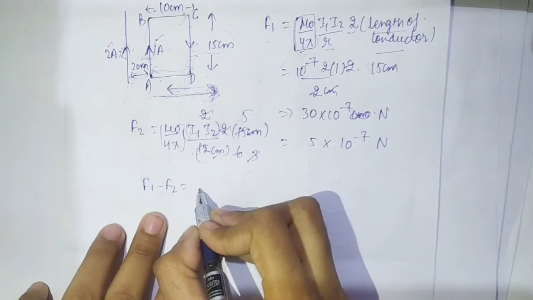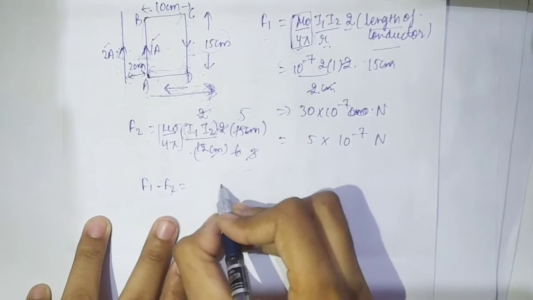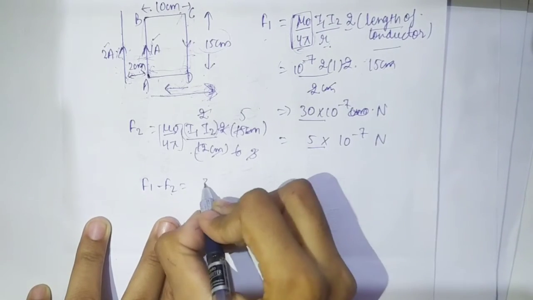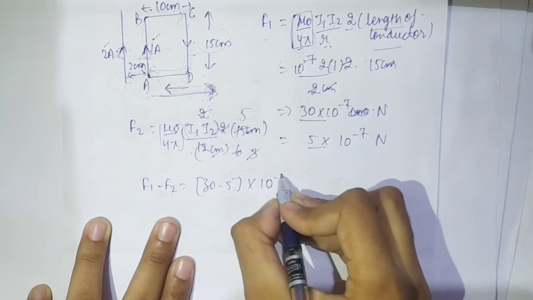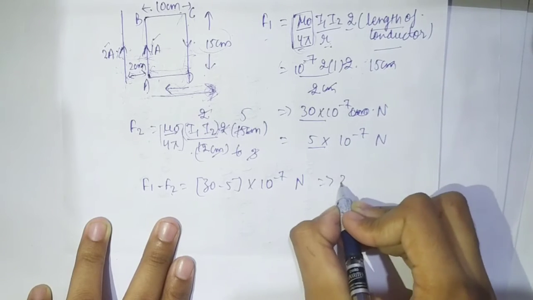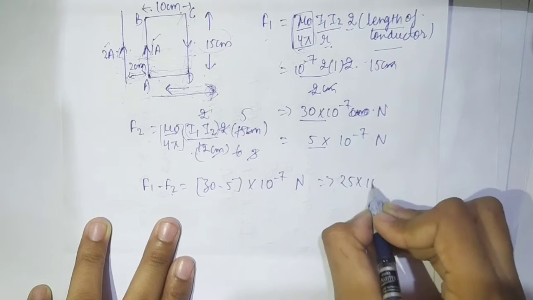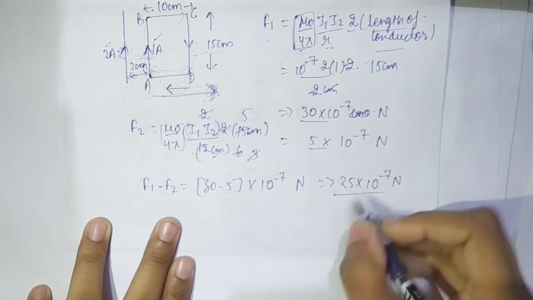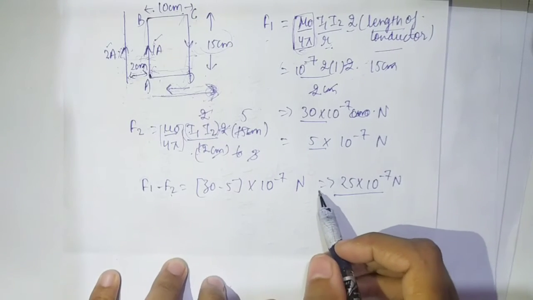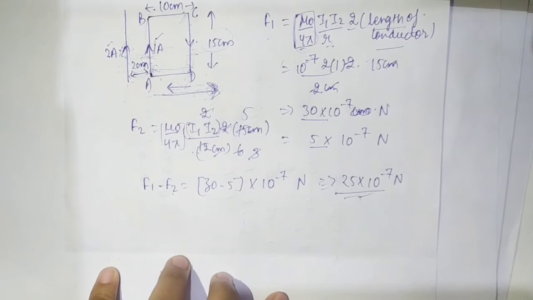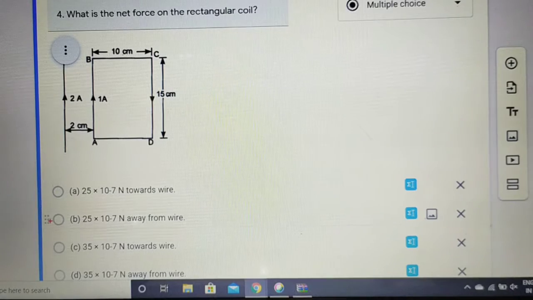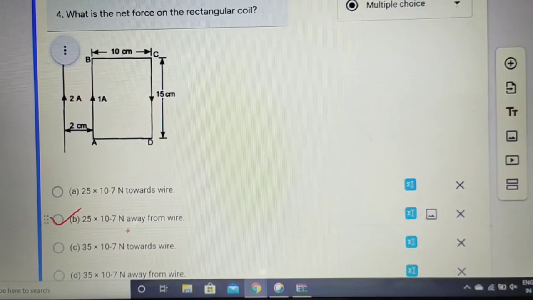Now let us see the sign of the answer. See, this is greater, this is smaller, so 30 minus 5, and the power is the same, so we take the power common, minus 7 Newton, that is 25 into 10 to the power minus 7 Newton. The answer is positive, so we can say the direction will be away from the wire. Understood? So the net force is this much and the direction is away from the wire. So the correct option is the second one, 25 into 10 to the power minus 7 Newton and away from the wire.